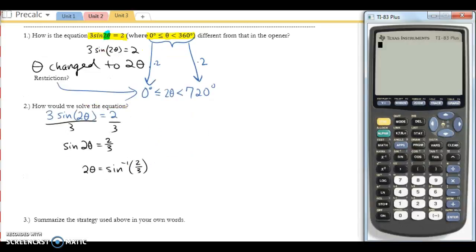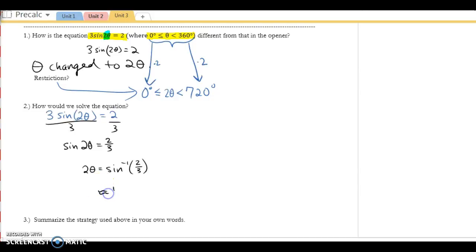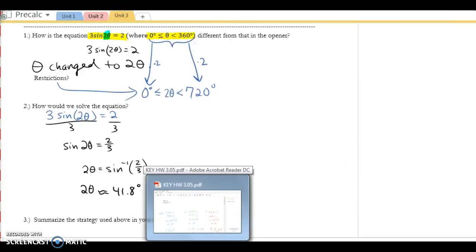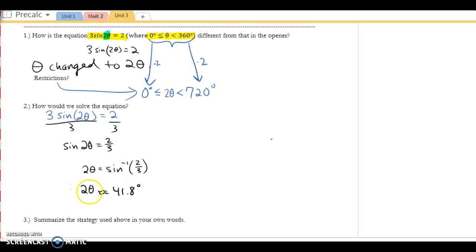You should have gotten about this far. We're at the point where we isolated the sine of 2 theta. And now to get rid of the word sine, we need to take the inverse sine of both sides. That leaves 2 theta on the left and, well, whatever the calculator says on the right. This is actually the same problem as before. So before the calculator gave us 41.8, it shouldn't give us anything different this time. So that actually means that 2 theta is 41.8. And so that's actually not going to be the final answer for theta, but it is going to help.